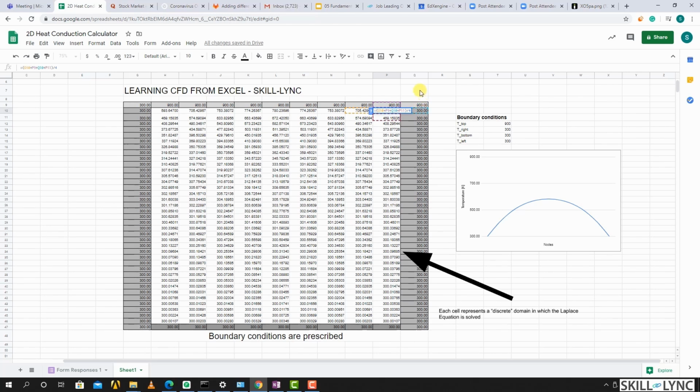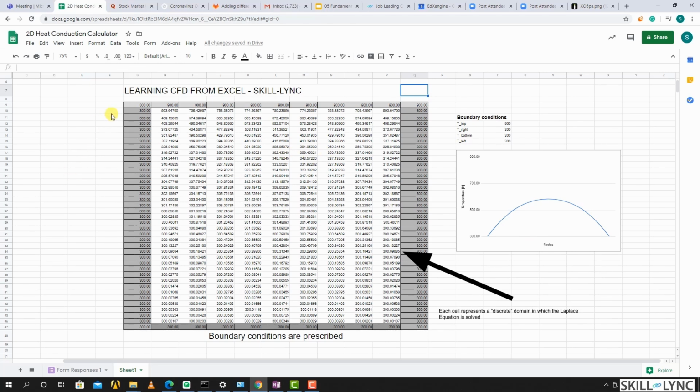So we are okay. And you can see that the moment I change the value from 300 to 900, I'm getting a graph which shows the variation. And this is what you would call post-processing. Whenever you do CFD, you start with the discretized domain, you have a governing equation that you want to solve, and then you have boundary conditions. Then you post-process the results.